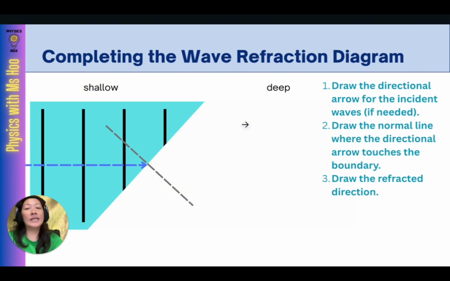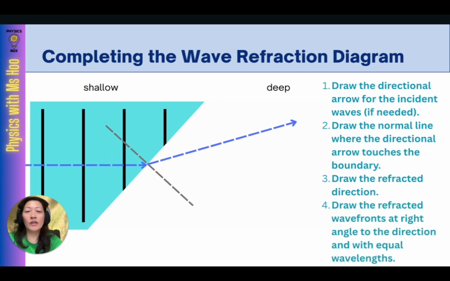So again, to determine the direction, first of all, place your ruler in such a way that you get a straight line without any change in direction. And to show that the waves have refracted away from normal, you need to make this angle bigger. So this arrow needs to move away from normal, creating an angle that is larger compared to the angle in the shallow region. Based on this new direction, you need to draw the refracted wavefronts that are perpendicular to this direction.